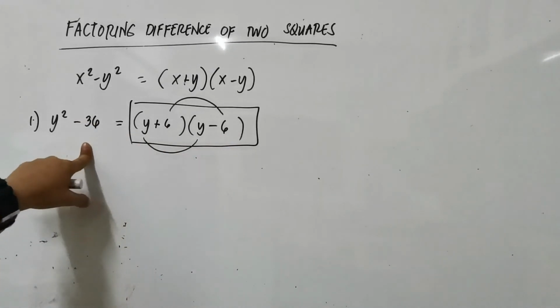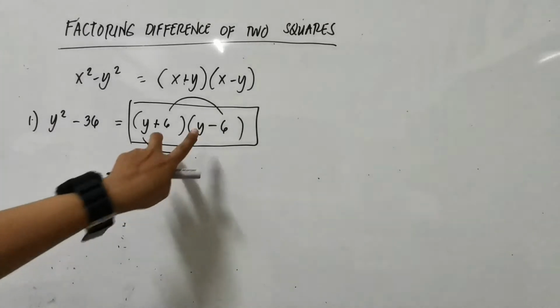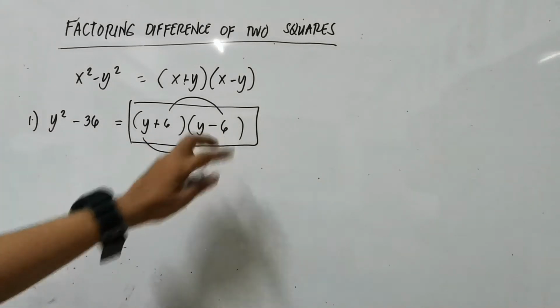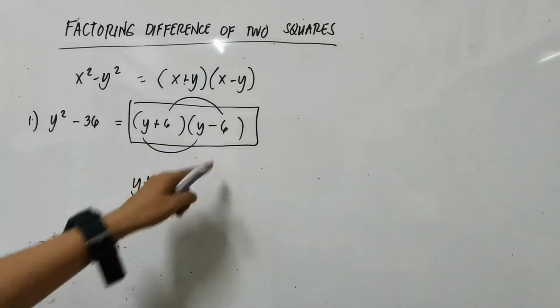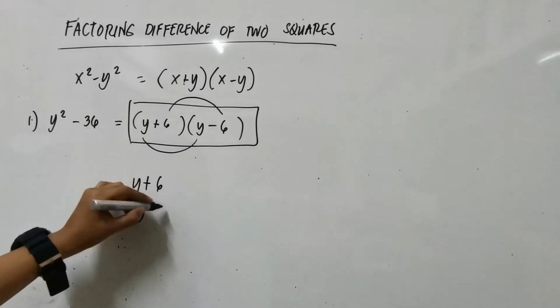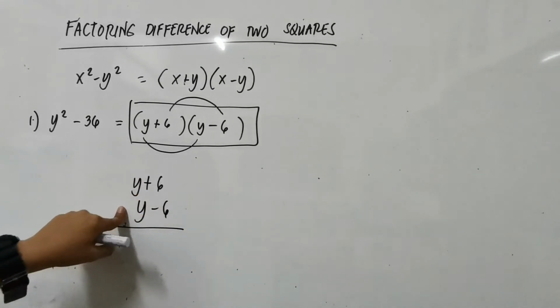So, halimbawa, nagdududa ka pa rin kung tama ang sagot mo. Hindi ka pa rin sigurado. You can do the long method of checking. Pwede kang pumili. It's either FOIL, distributive, o vertical method. So, kung check natin siya using long method, y plus 6 by multiplying binomial by binomial times y minus 6. So, ginamitan ko na lang siya ng vertical method.